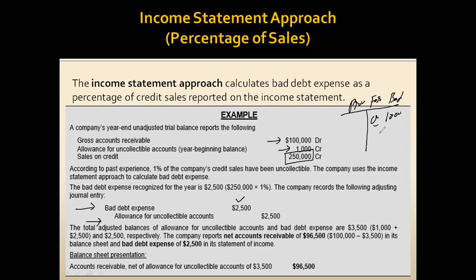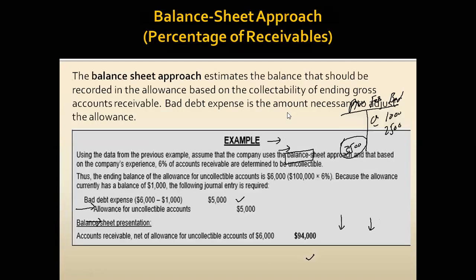So 1,000 we were already having, plus 2,500 additional provision. So the closing balance of provision we now have is 3,500. When we calculate the net realizable value of accounts receivable, how do we get it? 100,000 minus 3,500. So 96,500 will show as the net figure in our balance sheet. So this was all about the income statement approach.